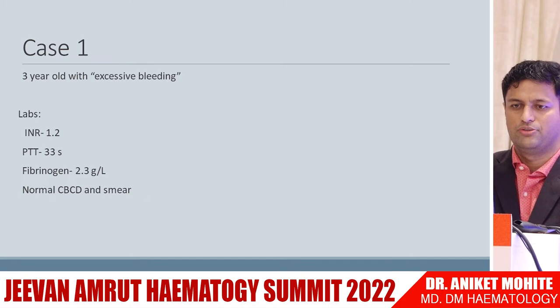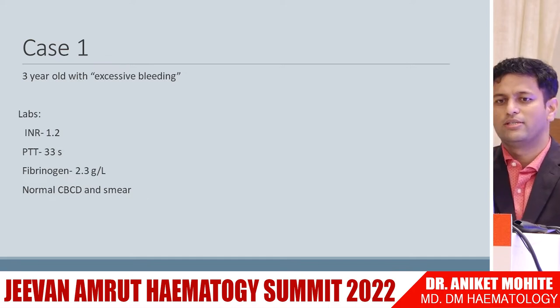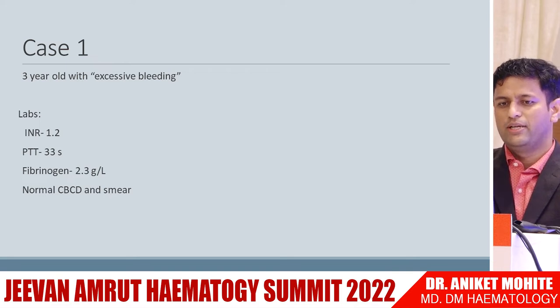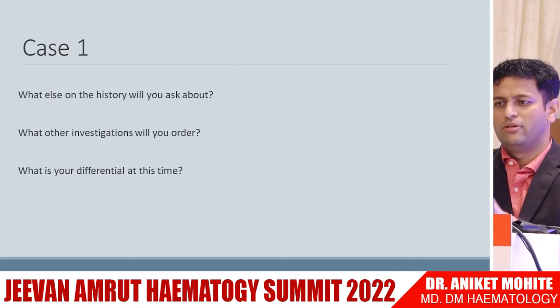So coming to the first case, this is a 30-year-old who presents with excessive bleeding. PT is normal, INR is 1.2, APTT is 33 and fibrinogen is normal. The CBC and the differential with the smear are normal. So what else on history will you ask about? What investigations will you order? And what will be your differential at this time?